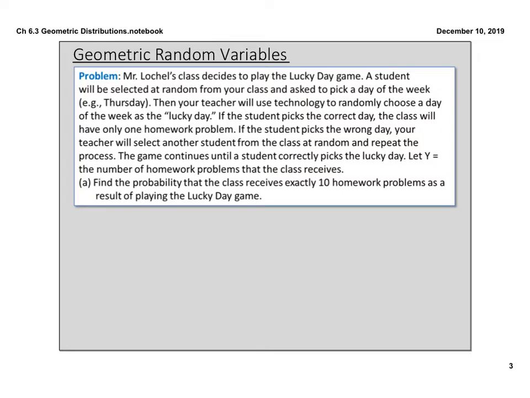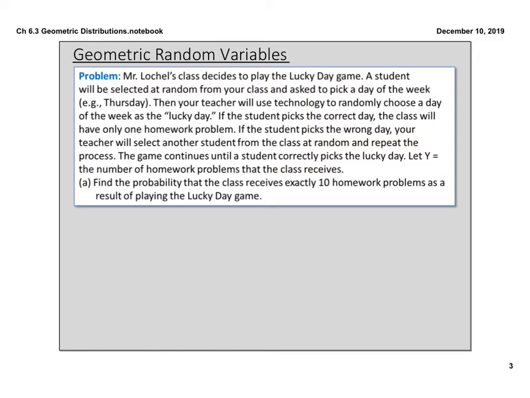If the student picks the correct day, the class will have only one homework problem. If the student picks the wrong day, your teacher will select another student from the class at random and repeat the process. The game continues until a student correctly picks the lucky day. Let y equal the number of homework problems that the class receives. Find the probability that the class receives exactly 10 homework problems as a result of playing the lucky day game.